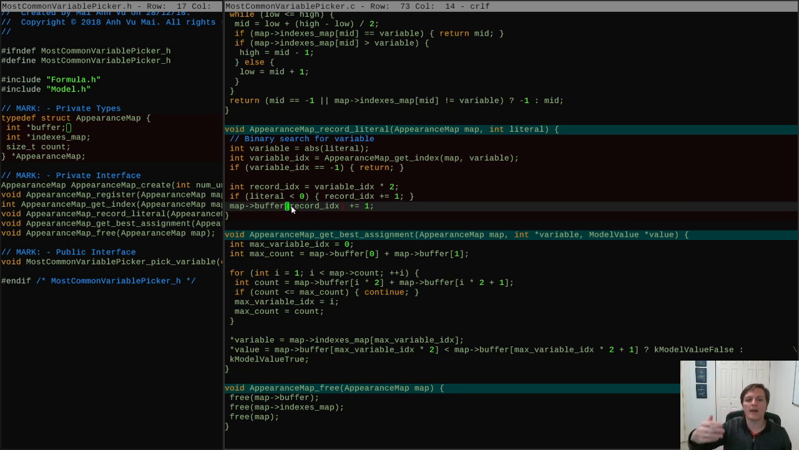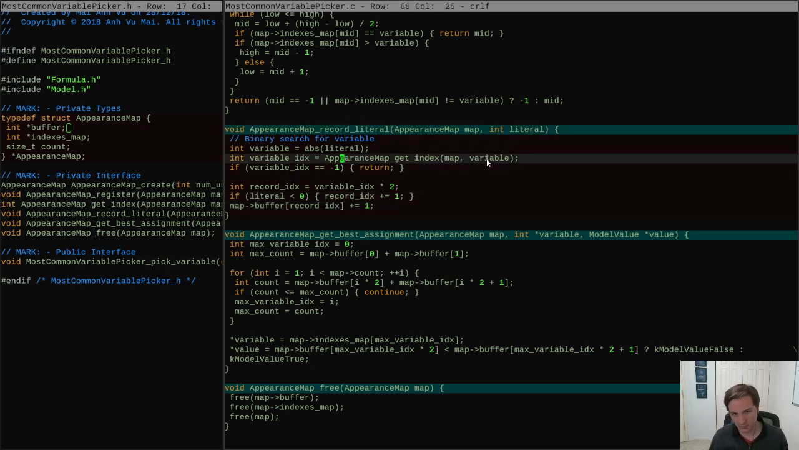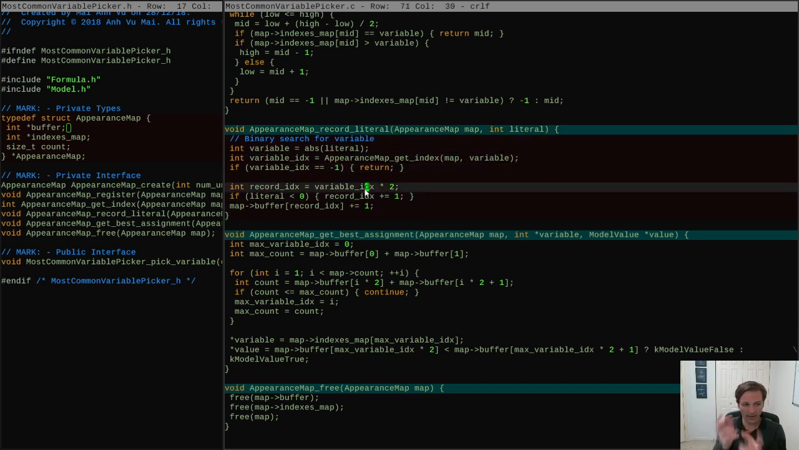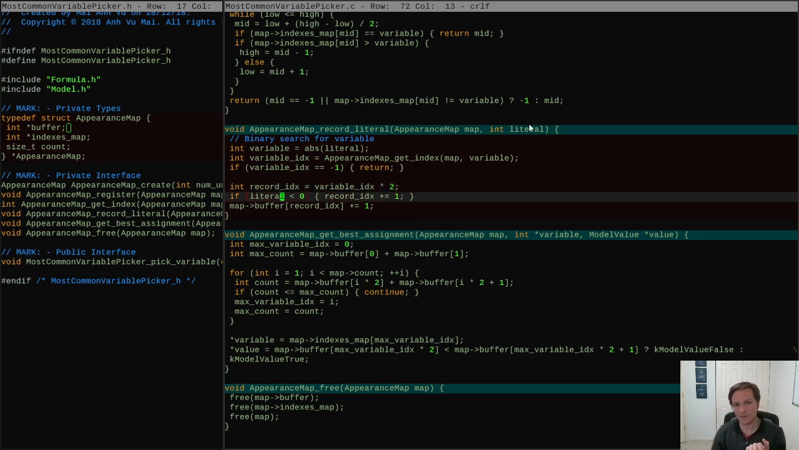So its appearance map tells us how many times a particular literal appears as we are looking at certain things. Got it. So this is a counter, right? This is saying increment the counter for this literal. And then that literal goes into this binary search with the variable. So if it is the negative version of the literal, we drop the negation, find the index, use that index to find a pair, which is the count of positive and negative appearances of this variable. And then we use the original literal to figure out which one of those we're incrementing. Got it.